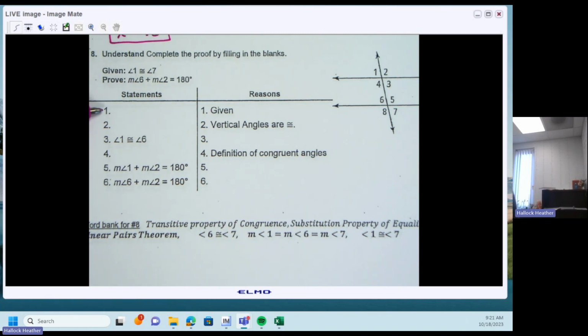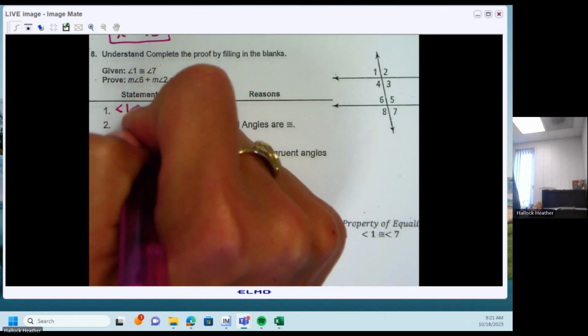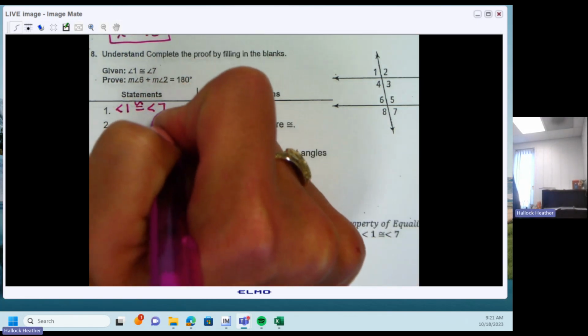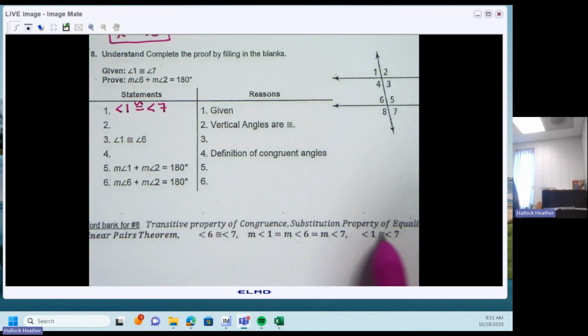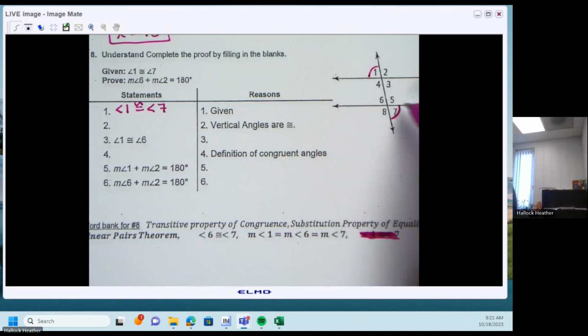The given. So if I look at the actual statement, it says given angle 1 is congruent to angle 7. And it literally says the reason is given. I'm going to fill in the given, which is angle 1 is congruent to angle 7, and I'm going to cross that out in my word bank because I can use process of elimination. So 1 and 7 are congruent. If I look at my picture, 1 and 7 are congruent because that's what's given.